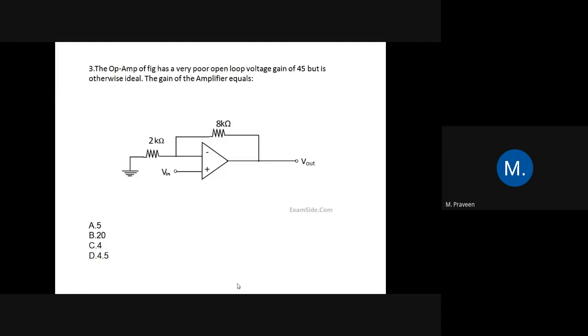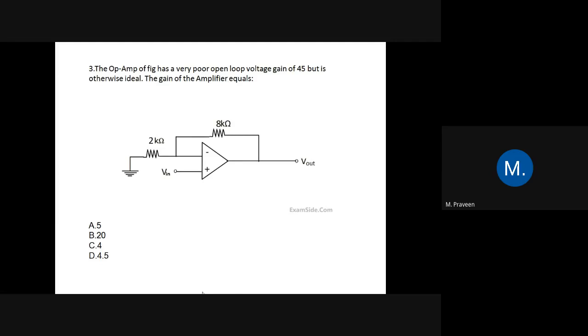The third question: the op-amp of a figure has a very poor open loop voltage gain of 45, but is otherwise ideal. The gain of the amplifier equals dash. Can you guess what the answer is? So four options are given. A is 5, B is 20, C is 4, and D is 4.5. Can you guess what the answer is?